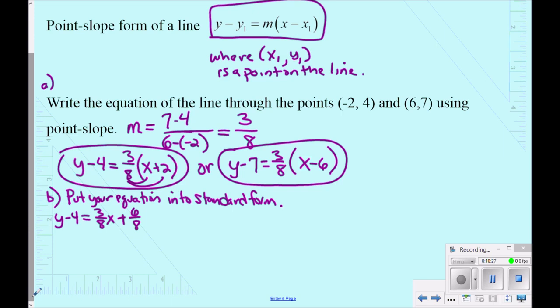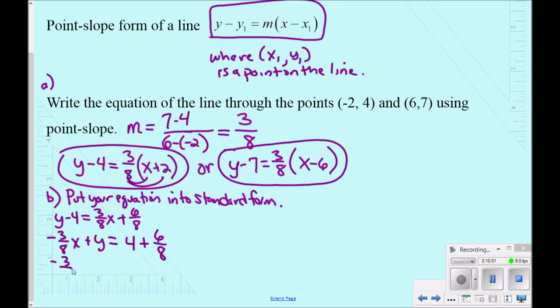So remember my goal, standard form. I want the x over to the left and I want the number over to the right. So I'm going to subtract 3/8 x from each side. So negative 3/8 x plus y equals, and I'm adding 4 on to 6/8.